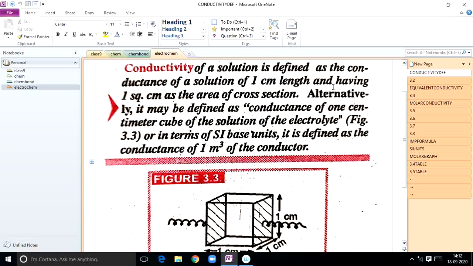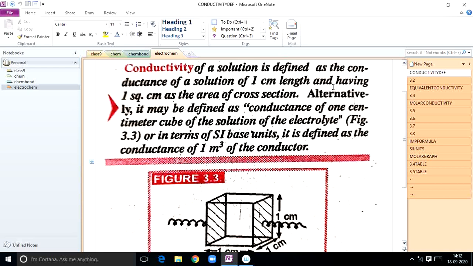If it is in series system, we can call 1 cm cube. Conductance of 1 centimeter cube of the solution of the electrolyte, we call it as specific conductance or conductivity. So this is the exact definition. Different definitions you can write. It is defined as the conductance of the solution of 1 centimeter length having 1 centimeter square area of cross section.